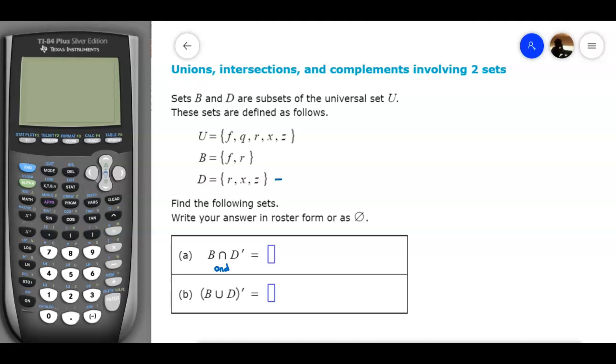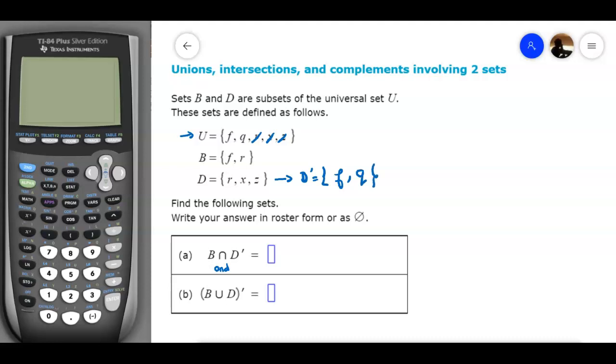I need first of all the D prime, which I can get from here. That would be the set that does not have these elements. This is my universal set, by the way. So I cannot have R, I cannot have X, I cannot have Z, but I can have everything else. If I cross out the R, the X and the Z from the universal set, what's left is only F and Q. Alright, so that's D prime.